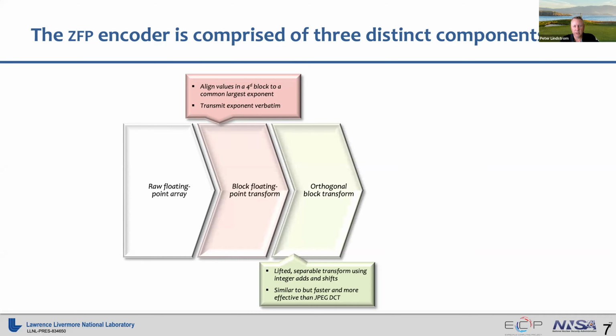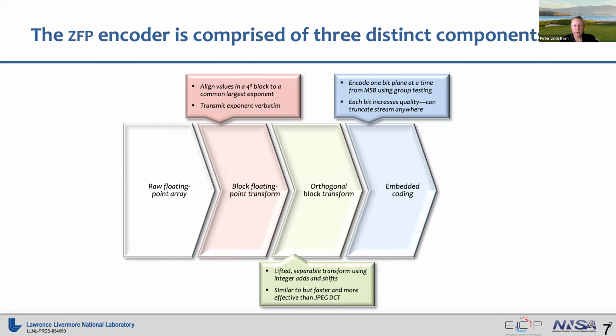We perform a decorrelating orthogonal block transform that is similar to the discrete cosine transform that's used in JPEG image compression. ZFP's transform is more efficient and effective in decorrelating data. And then finally, there's an embedded coding step where we encode the resulting set of coefficients 1 bit plane at a time. Out of this comes a compressed stream that can then be truncated, for example, if you want to meet a certain bit budget or error tolerance.